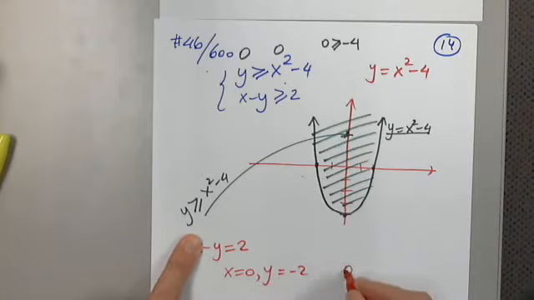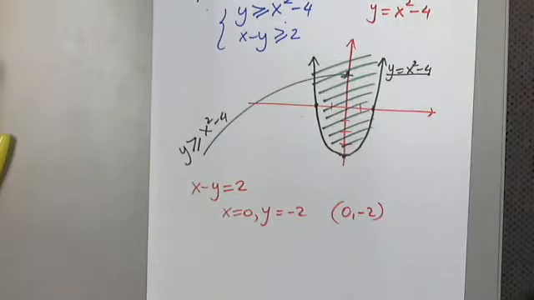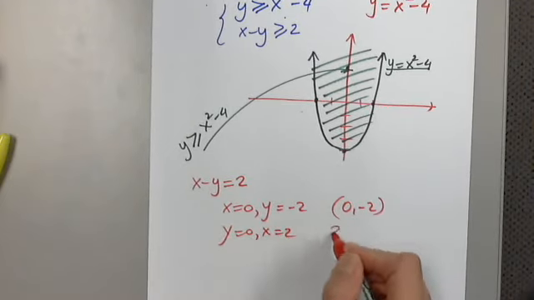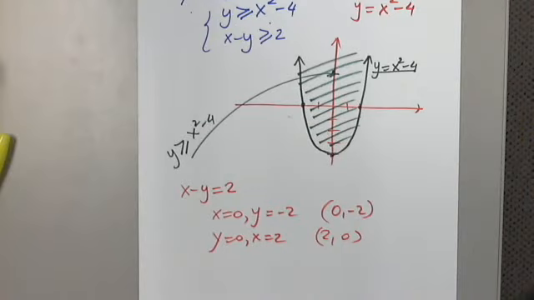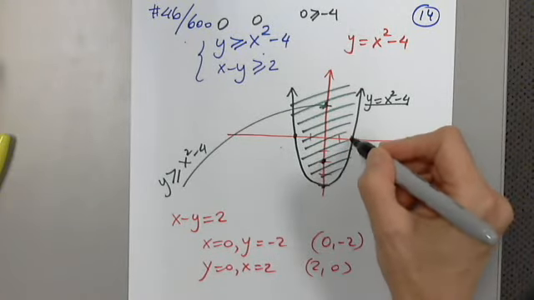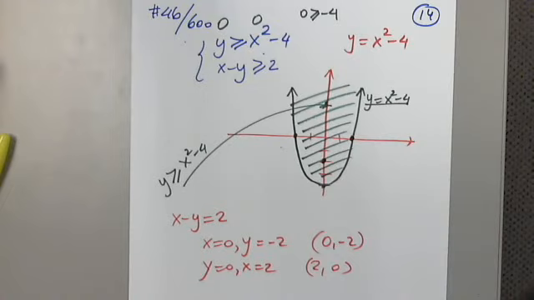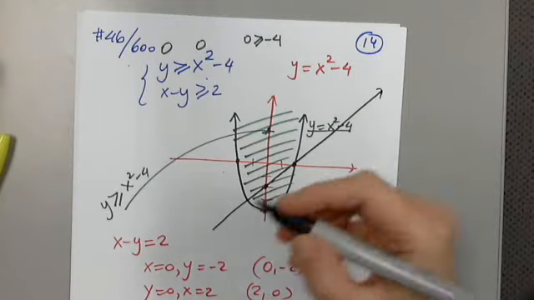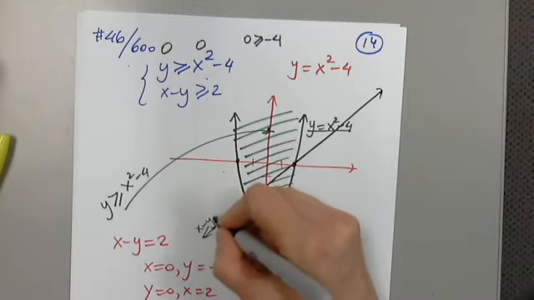Y equals negative 2: 0, negative 2. When y is 0, x is 2, so we have 2, 0. Two ordered pairs: 0, negative 2, and 2, 0. Stop and look. Solid line or not? Yeah, solid indeed. On the line, I write the equation x minus y equals 2.